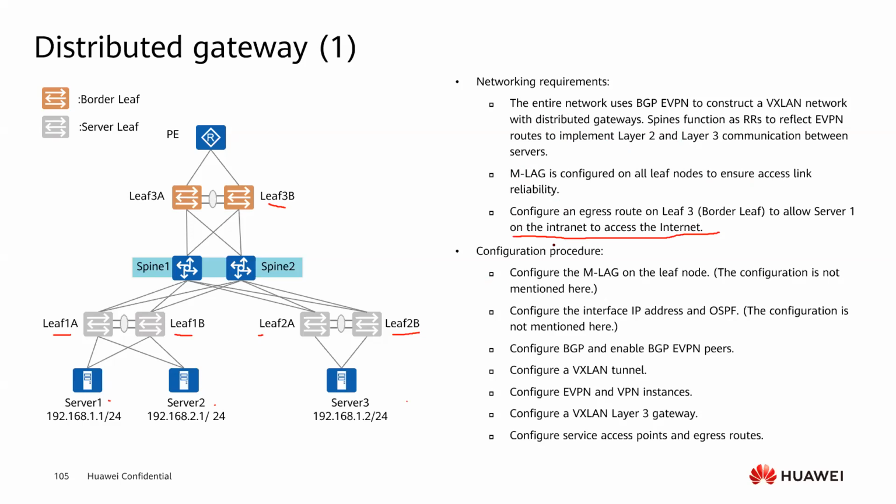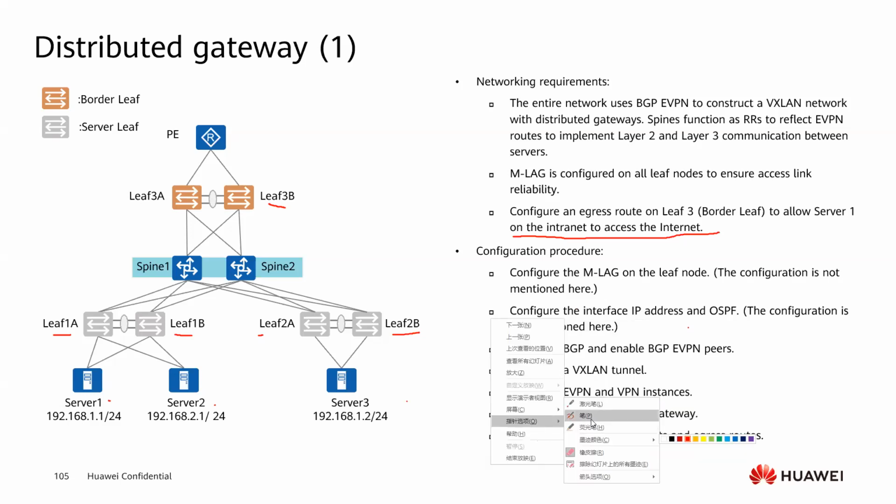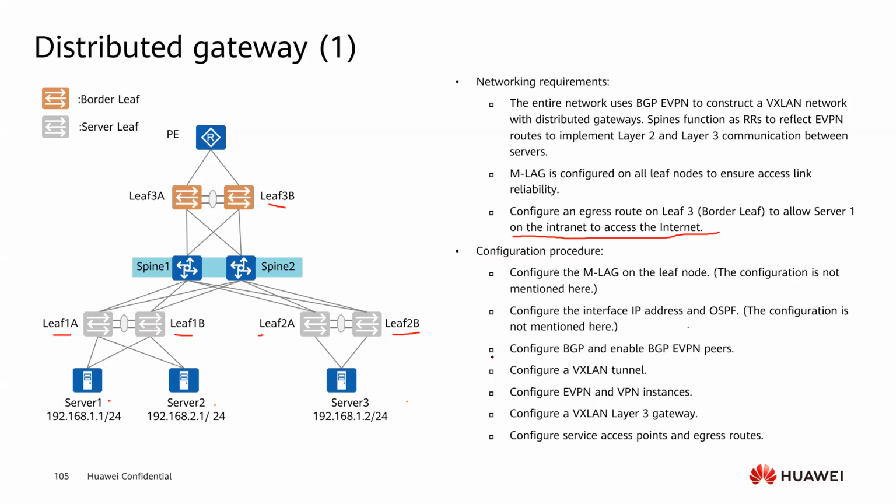The first one is to configure the M-LAG, but I thought it should not be mentioned in this place because it is not the most important part for this case. And also for configuring the underlay, configure the IP address of the device, it will also be displayed in this case. And we'll configure the BGP and enable the BGP EVPN, and we will configure the VXLAN tunnels.